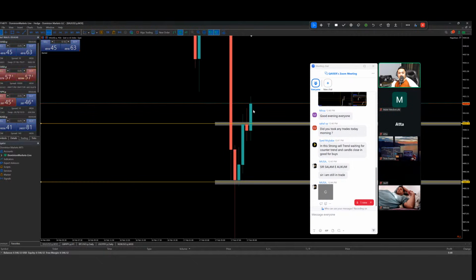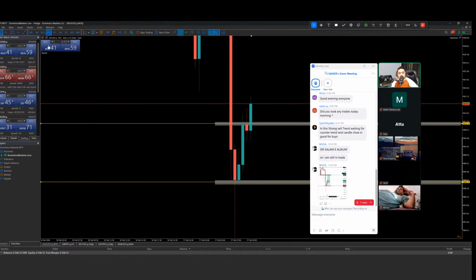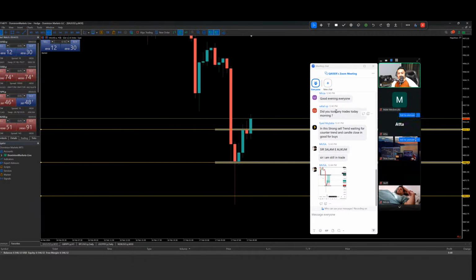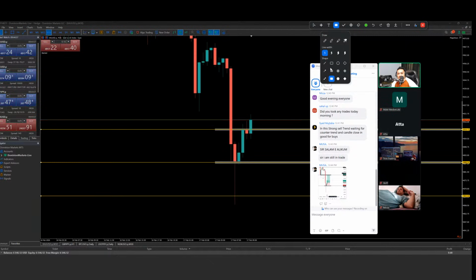Yeah, it's a kind of impulse entry I can see here, but I would like to see a 30-minute candle close above this resistance area so I can go for a counter trade setup. Look at the way it just fell down, the way it pushed to the downside. So I would like to see a candle close above the resistance. That makes sense for me.